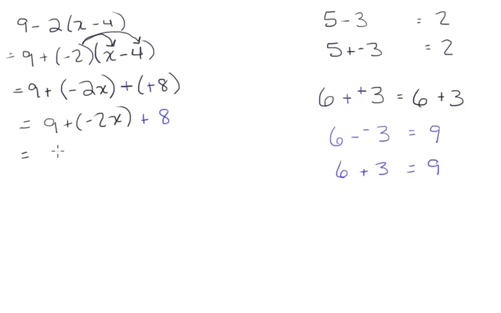Now I can combine like terms. Let me rewrite this and put my constants together, and I'll have negative 2x plus 9 plus 8 is 17.